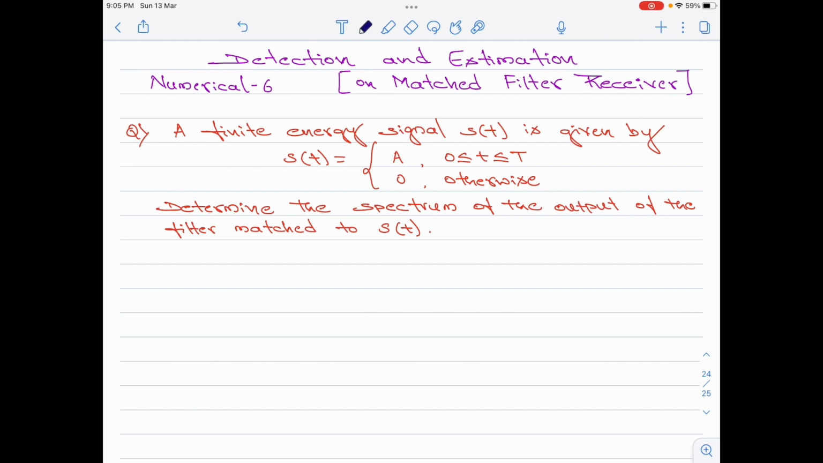Right, let me start with the solution part here. Let me rewrite the equation for S of t here. We are told that this signal is given as an input to a matched filter which is matched to the signal S of t itself. Let me draw a diagram for that.